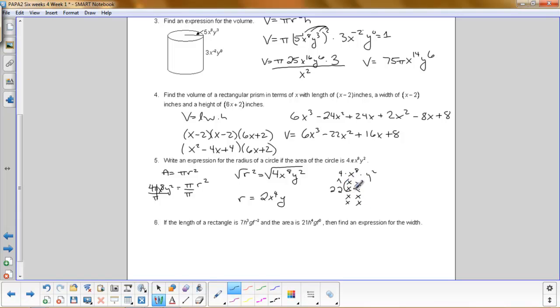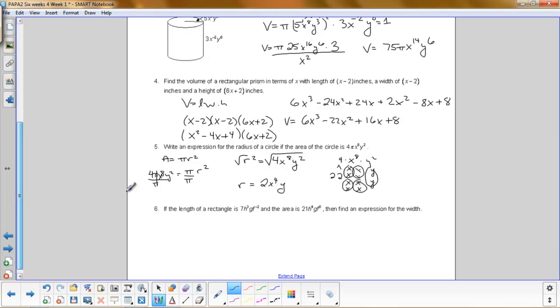I'm going to circle groups of 2 of them, and you'll notice I can circle 4 groups of them, which is why it's x to the 4th. I will list out my y's as well, and that's why it turns out to be y. A lot more to come on this later on in the week.